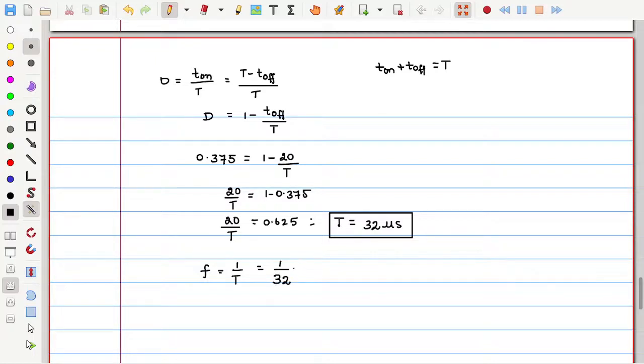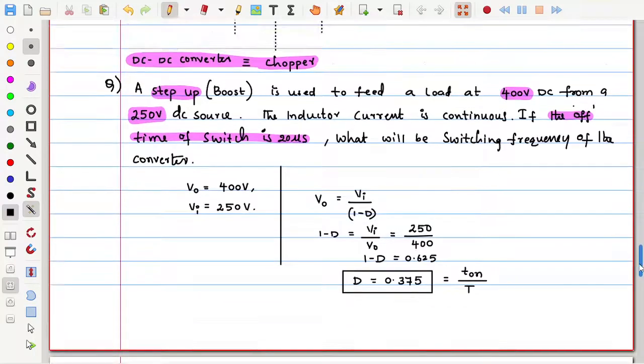So let us see how much we will get, 10 power minus 6. How much is 1 by 32? 1 divided by 32 is 0.03125 megahertz, or if you take 10 power 3, that becomes kilohertz. So I can write this as 31.25 kilohertz. You can verify whether it is correct or not. In this way you can use these relationships, duty cycle and the input output relationship, to get many of the things.